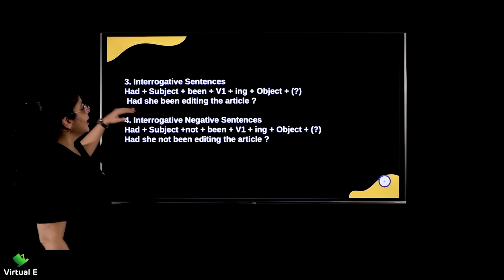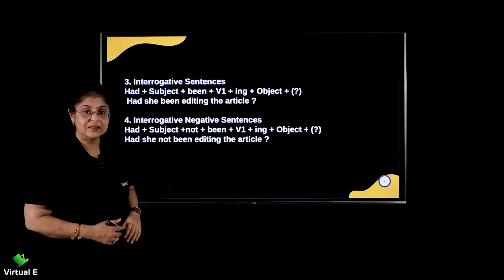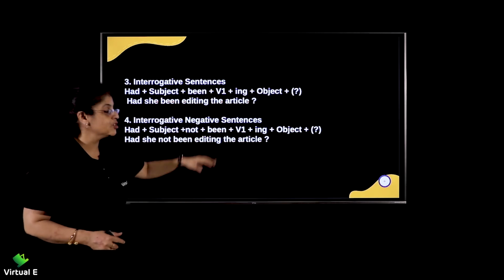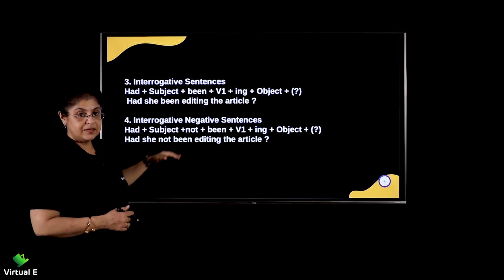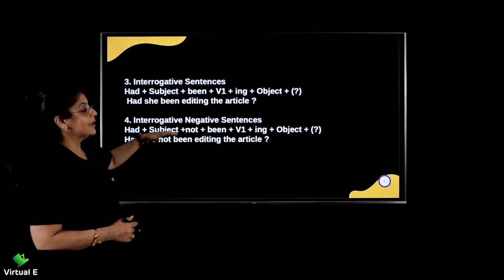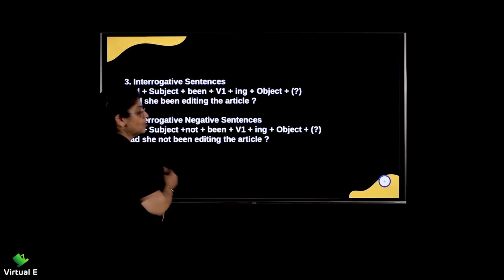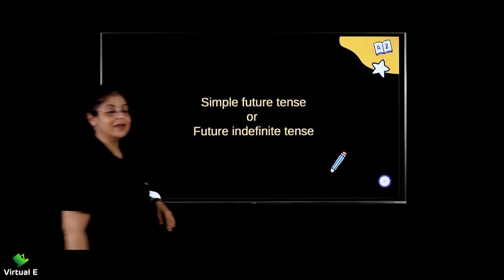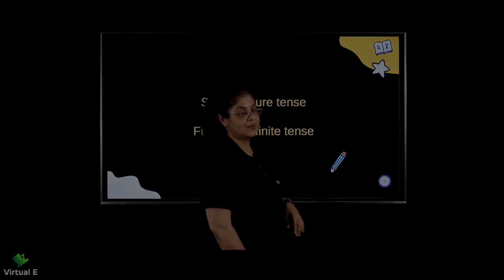Moving further, had she been editing the article? Had she not been editing the article? Here again you have your past perfect and you have your ing, right? So that brings you to the end of past tense.